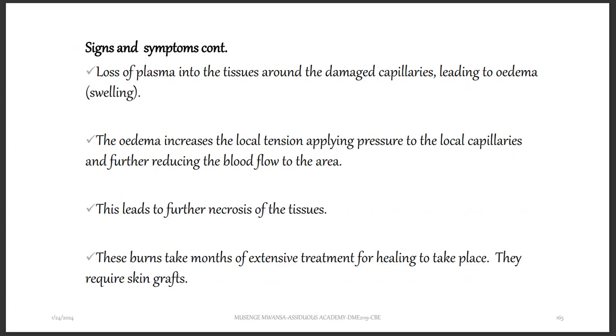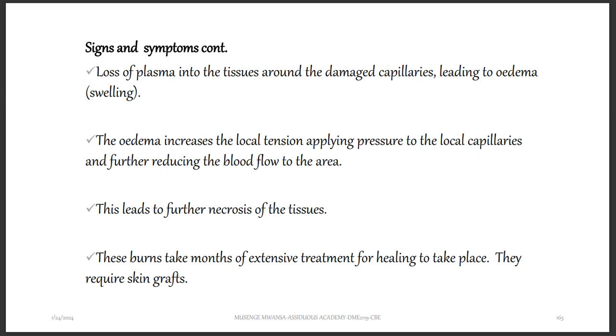Signs and symptoms continued here. There's going to be loss of plasma into the tissues around the damaged capillaries, and that is going to lead to edema because the capillaries which are around are losing plasma. So that plasma is going to the tissues around, and then they end up swelling. Someone has now edema. The edema increases the local tension, applying pressure to the local capillaries and further reducing the blood flow to the area.